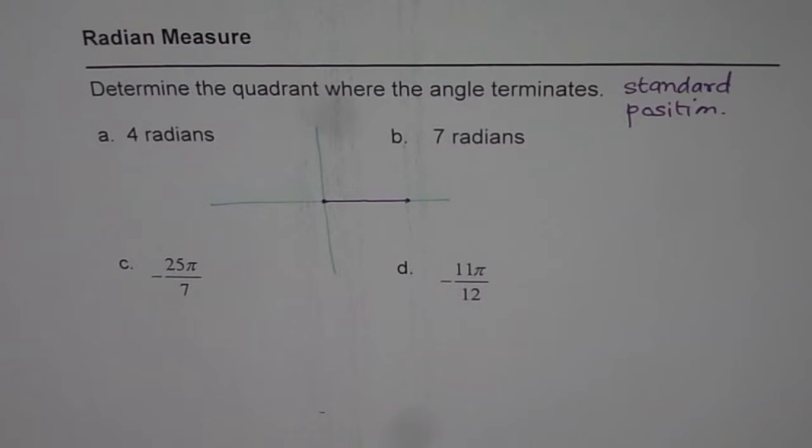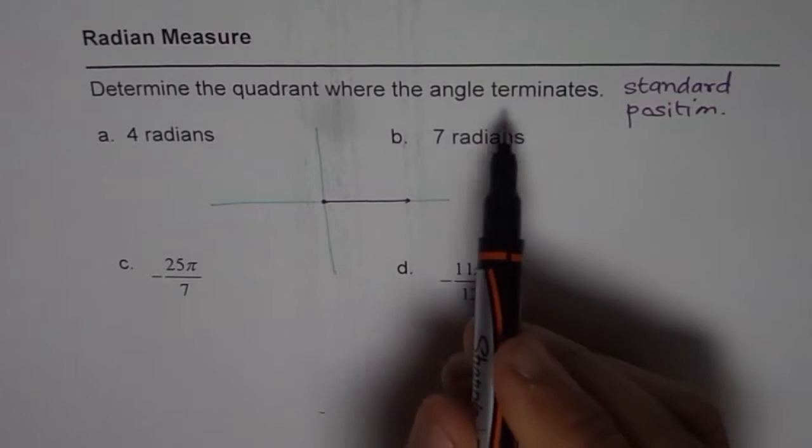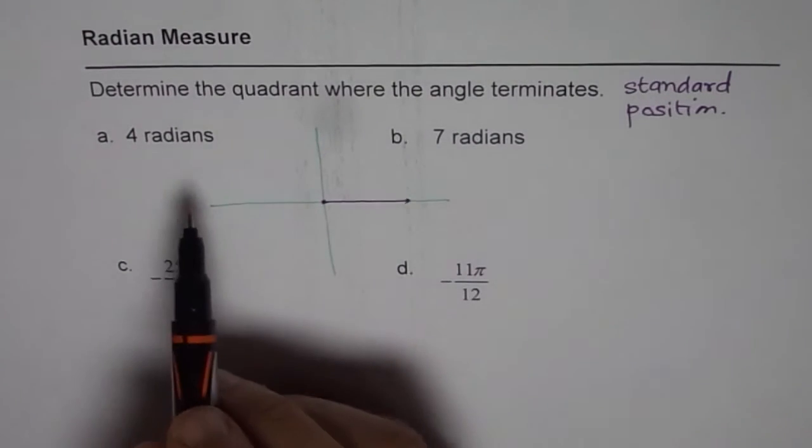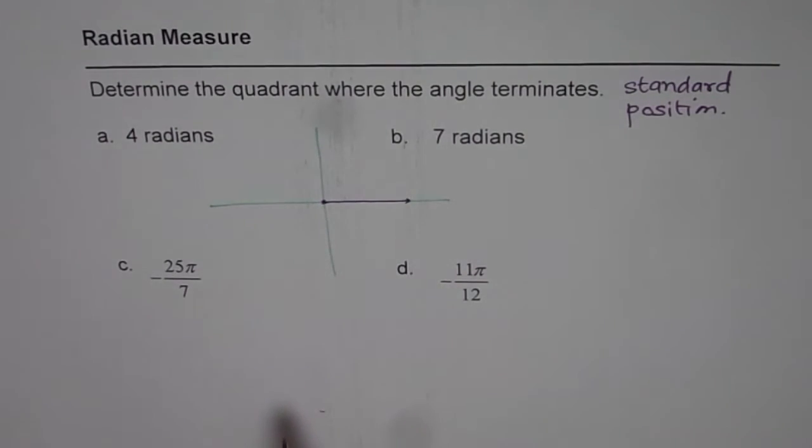So what we are expecting from you is to draw the angle and then figure out in which quadrant will you have the terminal arm, right? Now 4 radians, how will you draw that angle? Don't convert it to degrees and then draw. That's the whole idea, right?